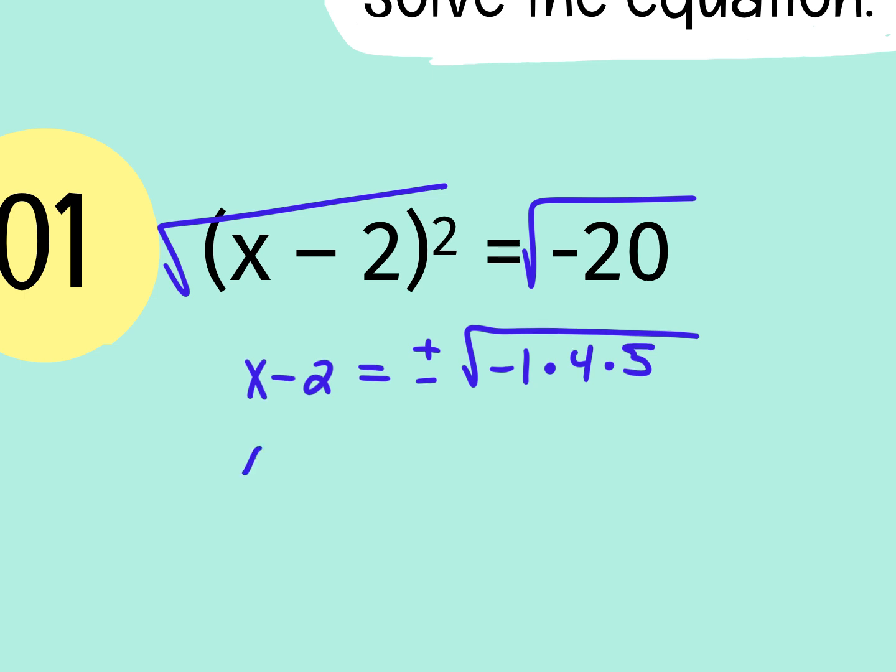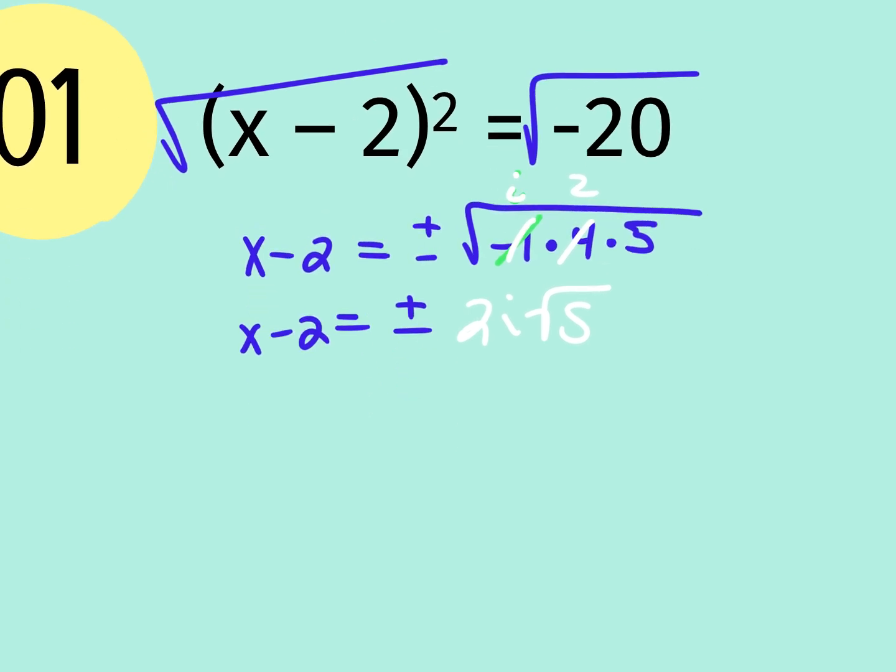So as we simplify it on the right-hand side, I have my x minus 2 equals plus or minus. What can I take out from that square root? The i, and what else? A 2, okay? So I'm going to take out an i and a 2. So when I simplify this, this becomes plus or minus 2i square root of 5. And then what is my next step? You're going to add the 2. So I'm going to say plus 2, and you get x equals 2 plus or minus 2i square root of 5.